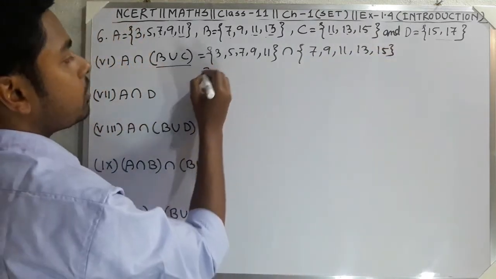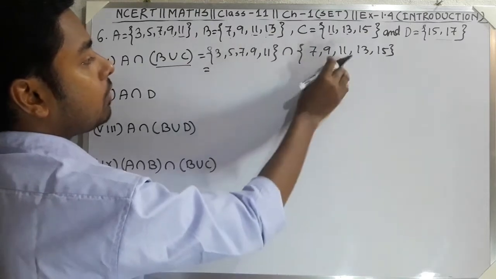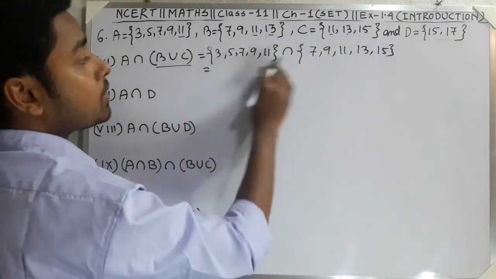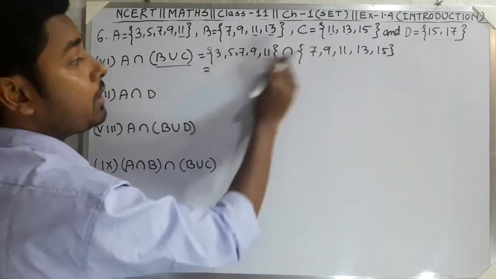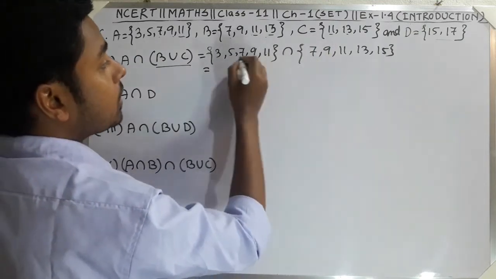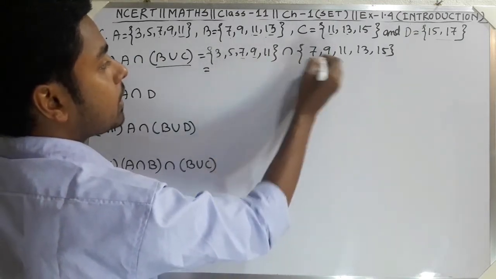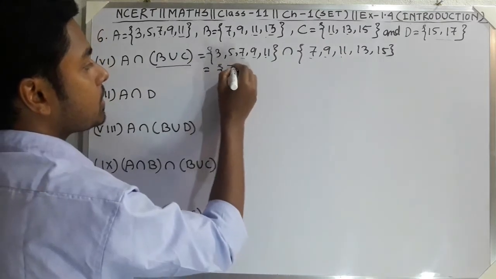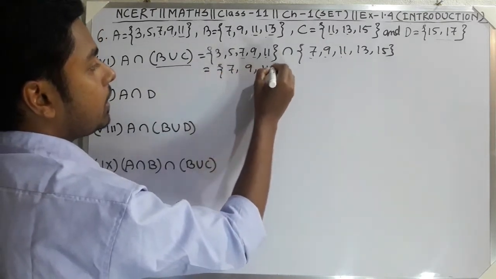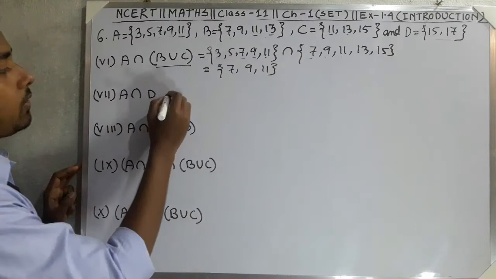Now we have to find out intersection of these two sets. Intersection of these two sets means common elements only we have to take. So what are the common elements? 7, 9, 11. So 7, 9 and 11. This is the answer.